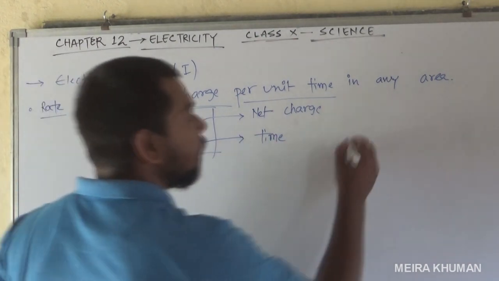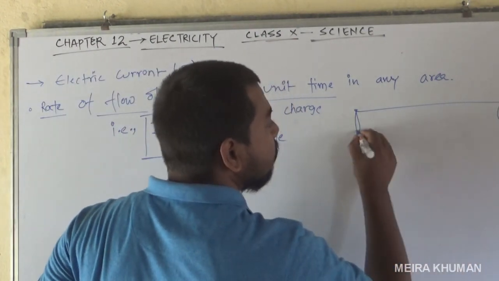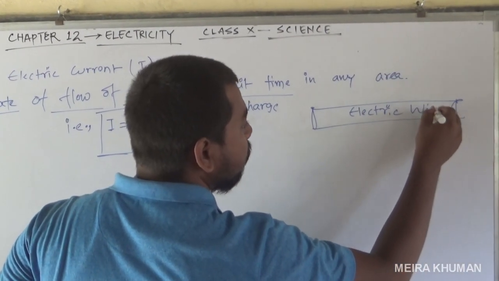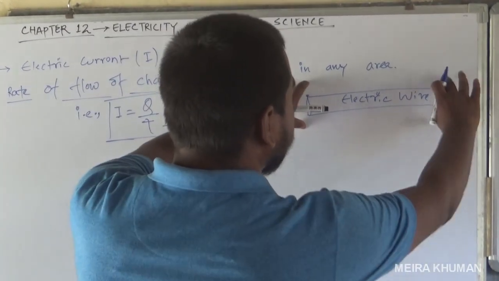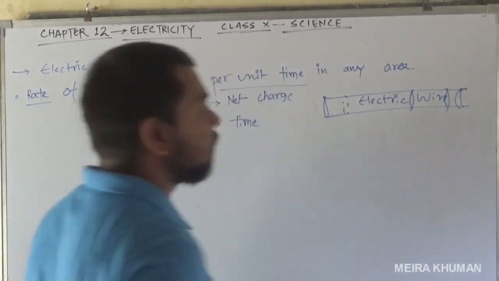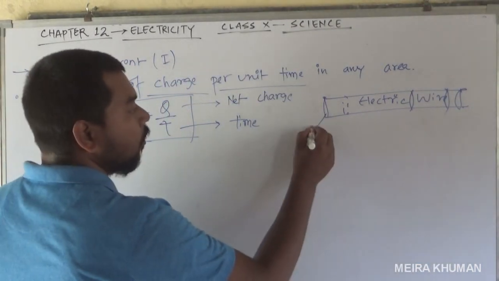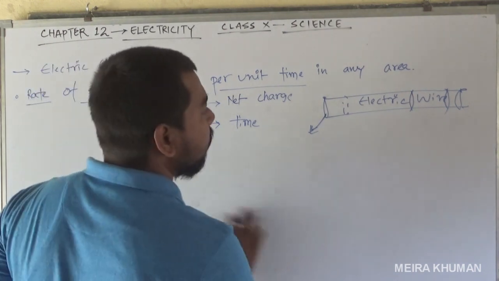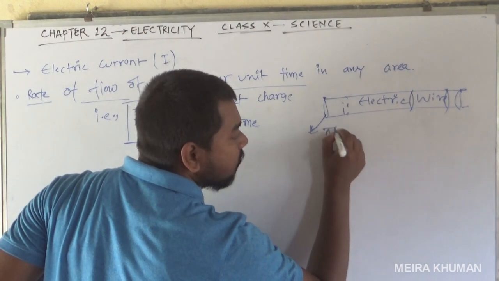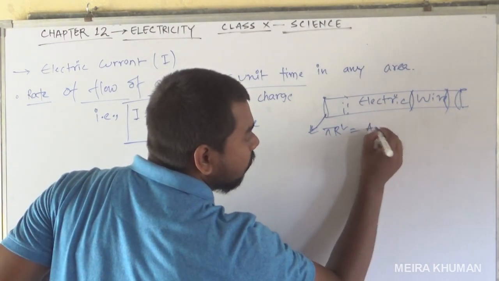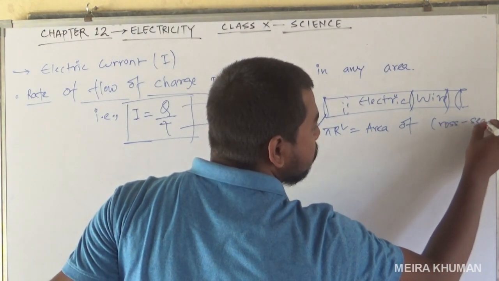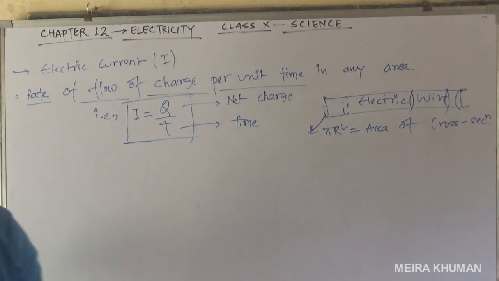In general, in our wires, this is an electric wire. In that particular wire, we have cross-sectional areas, this and this. There are infinite numbers of cross-sectional areas. All these are cross-sectional areas. The shape of that particular wire is cylindrical, so the cross-sectional area will always be equal to pi r square. That is equal to the area of cross section. So the term area of cross section has to be clear to you.